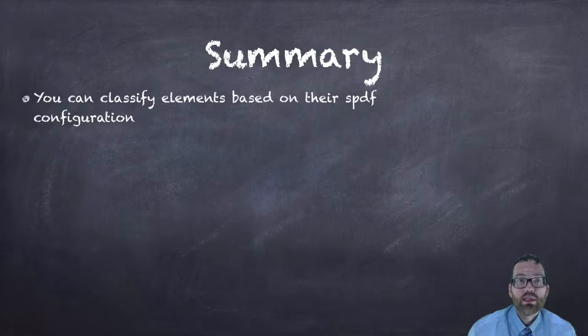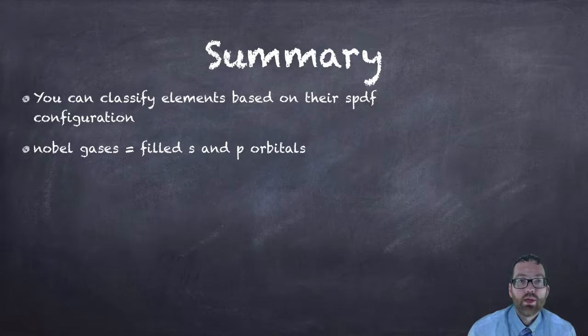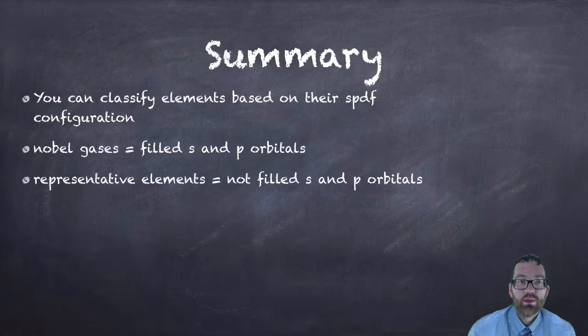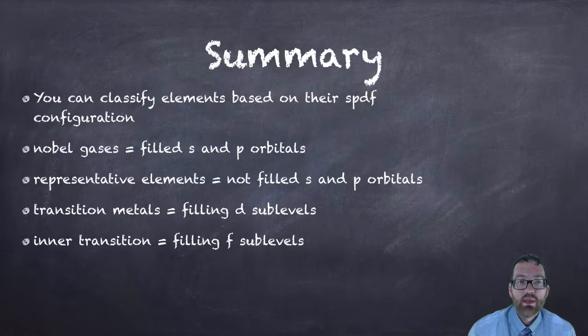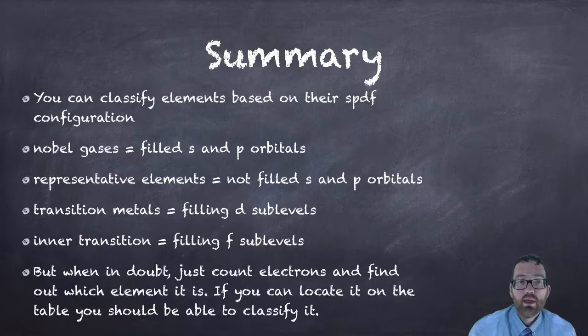So you should be able to classify elements based on their spdf configurations. The noble gases have filled s and p orbitals. Representative elements do not. Transition metals are filling the d sublevels, and the inner transition metals are filling the f sublevels. Now you can learn this and practice this and study it, but when in doubt, just count electrons and find out which element it is on the periodic table.